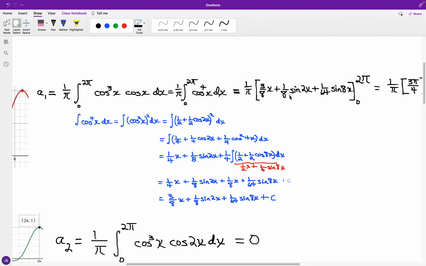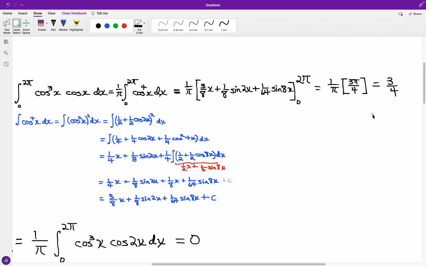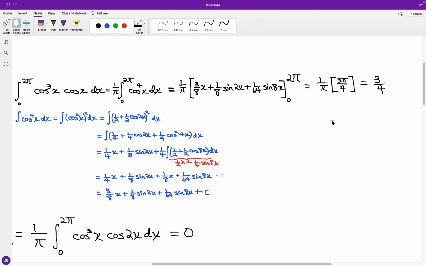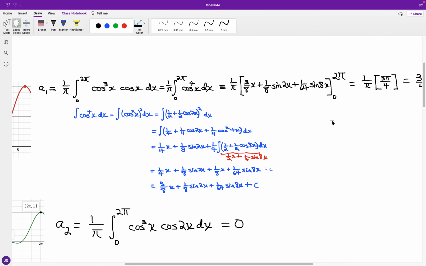So taking the antiderivatives, we have 1 over pi times the antiderivative of the fourth order cosine of x dx as x goes from 0 to 2 pi. And what's going to happen here is that the only non-negligible term will come from 3/8 times 2 pi, which we have at 3/4 of pi, and multiplied by 1 over pi, we're going to end up with a sub 1 equal to 3/4.